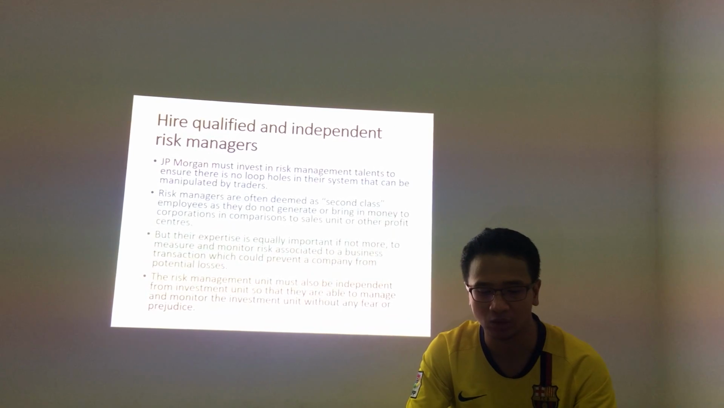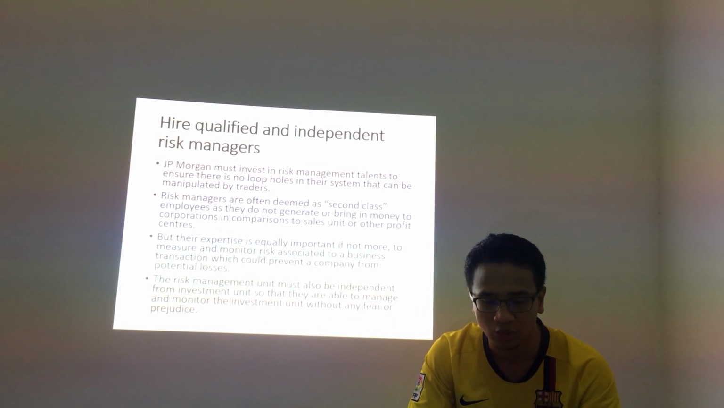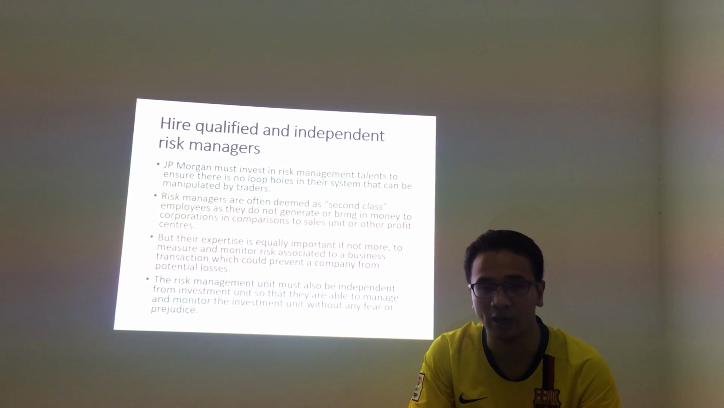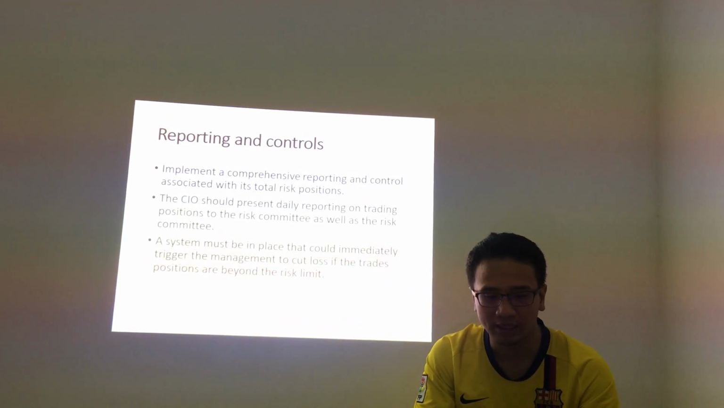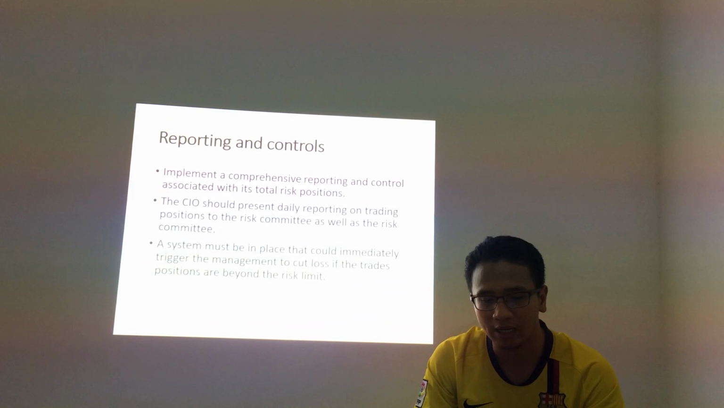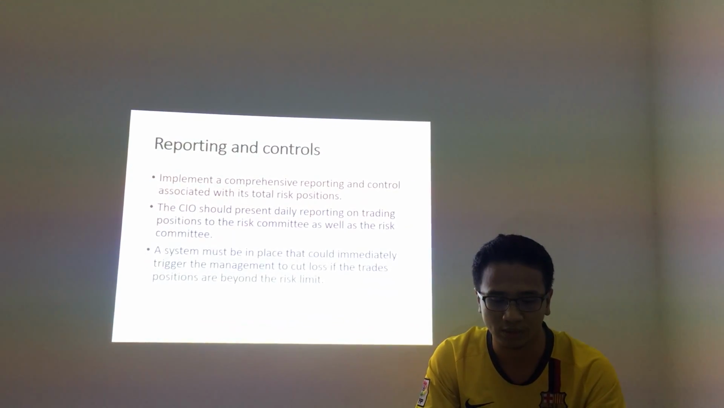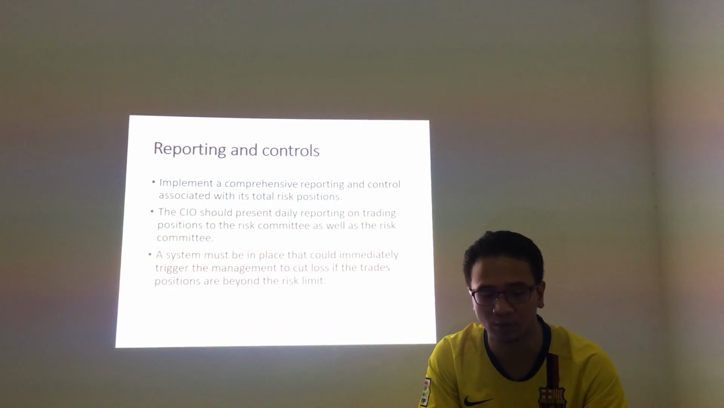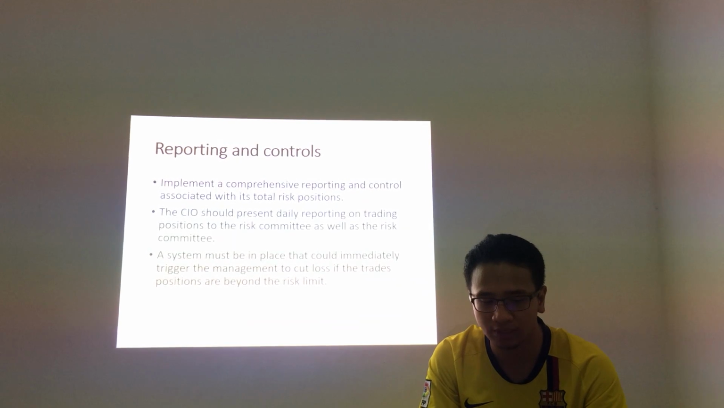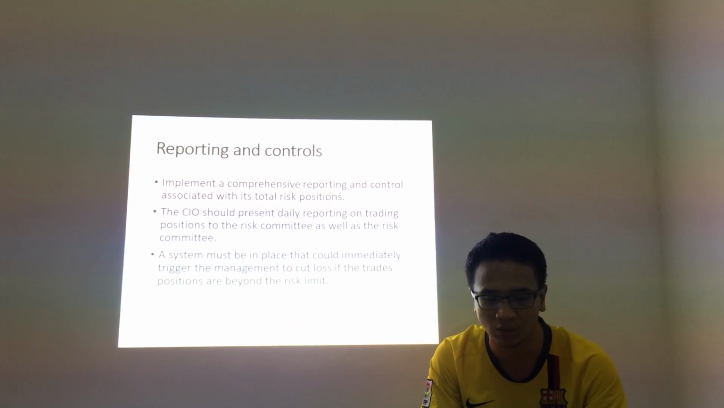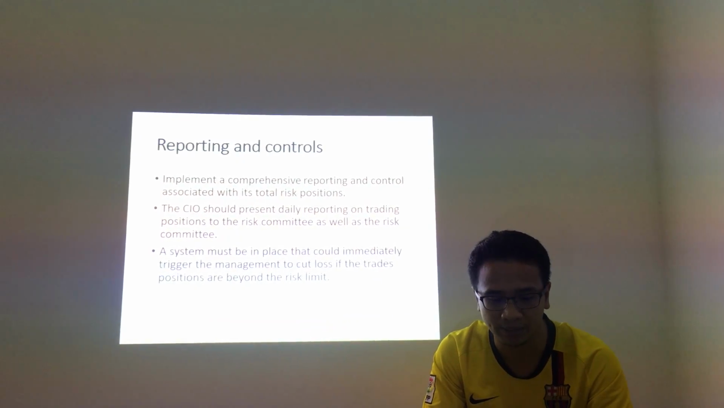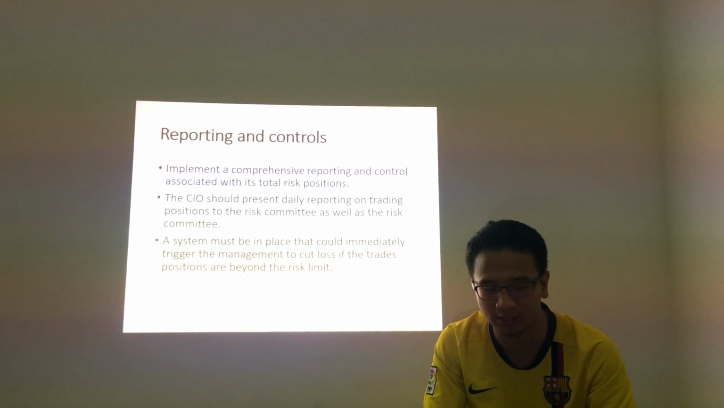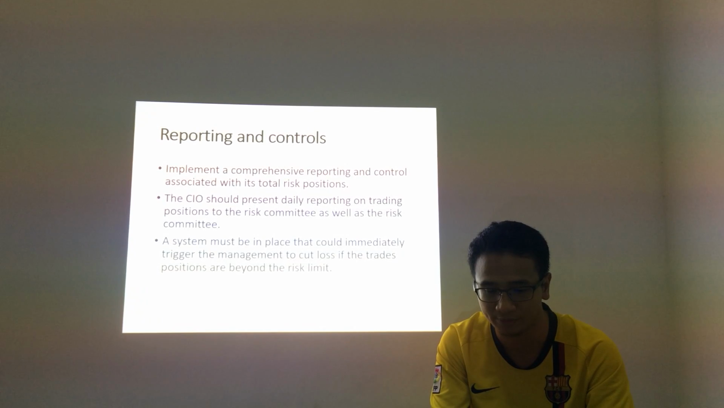And the risk management unit must also be independent from the investment unit so that they could function and perform their duties independently without any fear or prejudice. And thirdly, JP Morgan could enhance their reporting and control. They should implement comprehensive reporting and control associated with the total risk positions. The Chief Investment Office should present daily reporting on trading positions to the risk committee as well as the management. A system must be in place that could immediately trigger the management to cut loss on their position if the trade positions are beyond the risk limit.